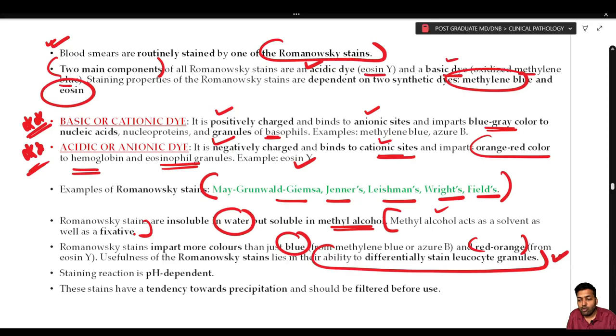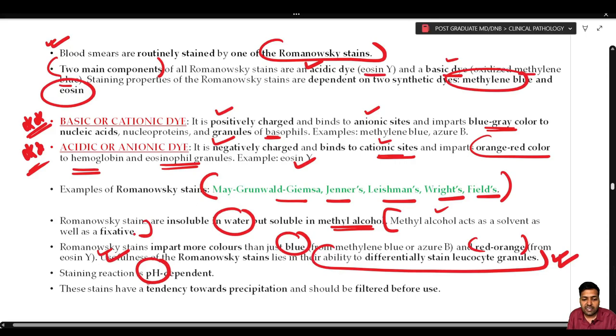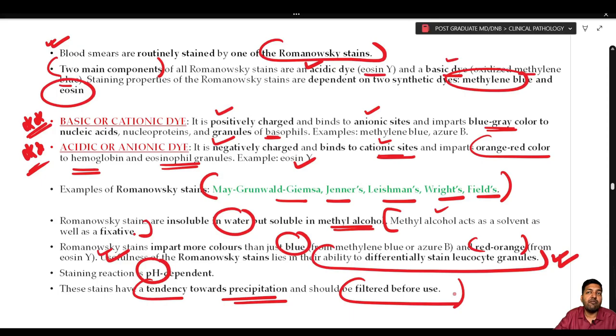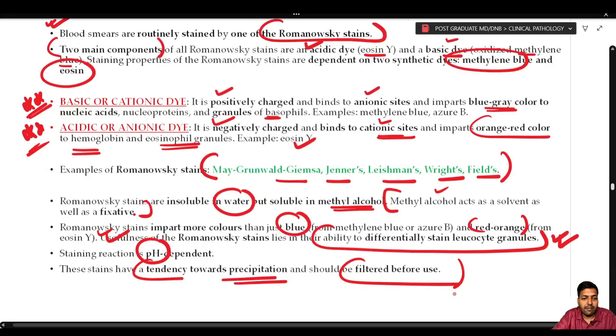The staining reaction is pH dependent, and these stains have a tendency towards precipitation. Therefore the Leishman stain should always be filtered before use, else a lot of stain precipitate is going to deposit on the slide, and it is going to create a problem for you. So the Leishman stain should always be filtered, at least on a weekly basis. In very high quality labs in first world countries, they are filtered every day. This is very, very important.